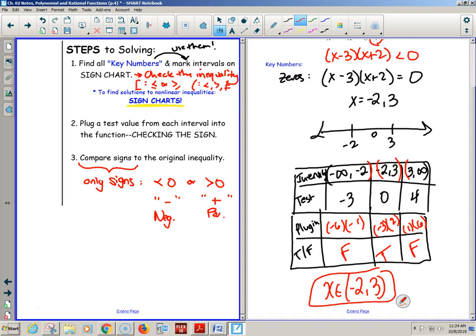But right now, it was enough for me to say positive, fail, negative, check, positive, fail. But that's only because it was a less than 0. So it's saying, give me the negatives, please. And I'm like, sure, I'll find them for you. Right there, in between -2 and 3.